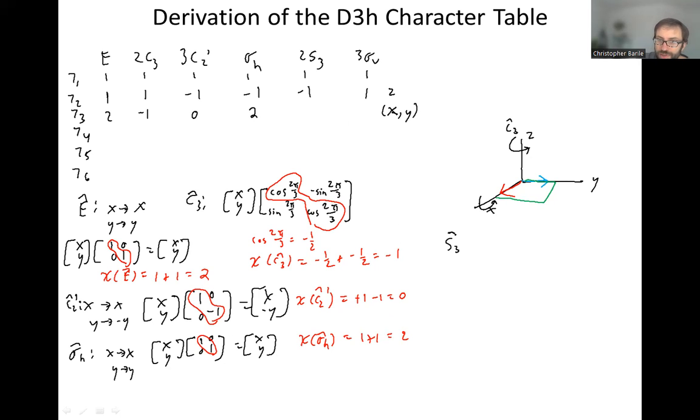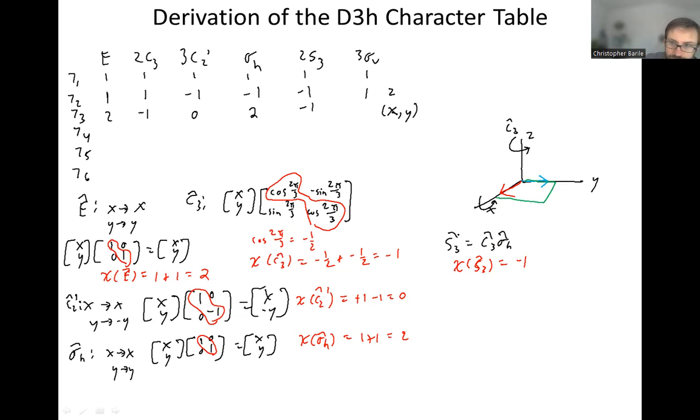S3, remember the S3 we just said was a C3 followed by sigma h. Sigma h didn't do anything to x or y. So effectively, this is the same as C3, right? And so we figured out that that was negative 1. So that's just a very fast way of knowing, hey, it's going to be the same as C3 in this case. So it's going to be negative 1.